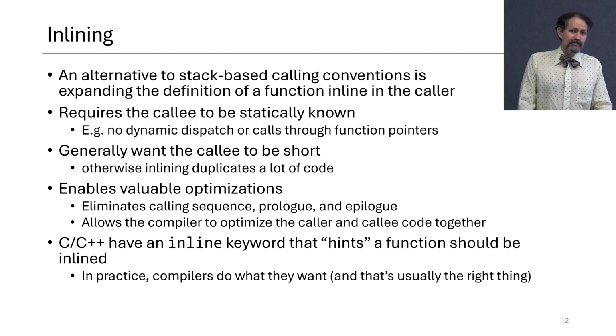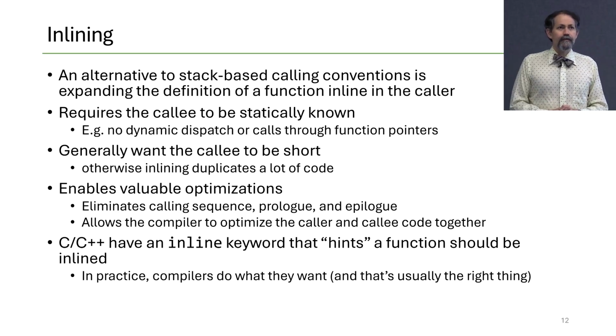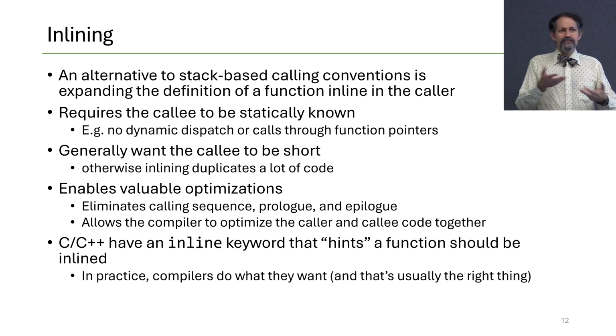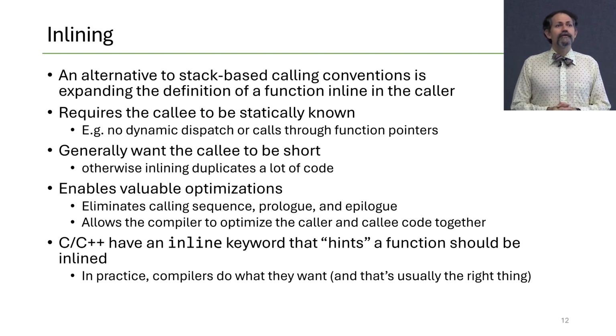An alternative to calling sequences, and to making function calls in general, is inlining. The idea of inlining is we expand the definition of a function inline into the caller. We just paste all the code into the caller and then generate assembly as usual. Now, we can only do this under certain conditions. We have to know what the callee is. It has to be statically known, so we can't be doing dynamic dispatch or calls through function pointers unless we somehow analyze that so we know exactly what the function pointer is going to be.